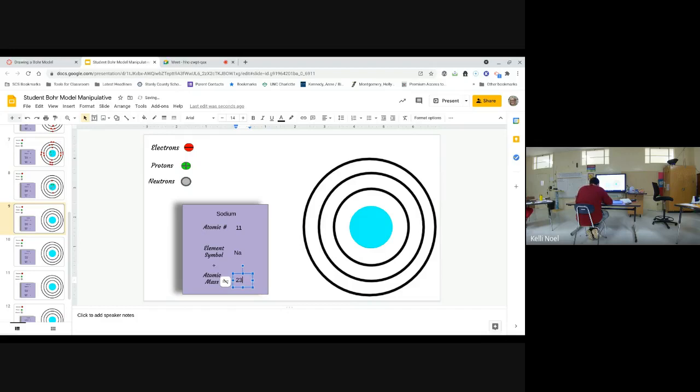23. All right, again, 11 is going to be a lot to drag, so I'm going to put 1 proton, and I'm going to get the text box and put 11. I'm going to put one neutron. If I have 23 minus 11, what do I have left? 12. So beside neutron, I'm going to put 12.